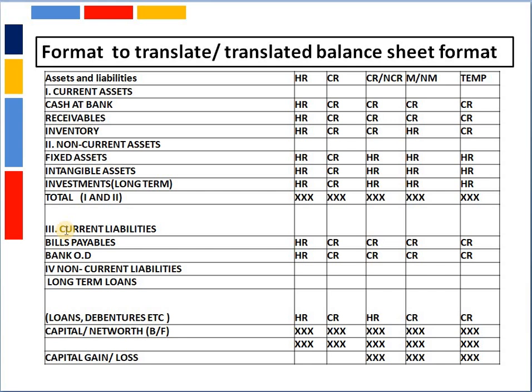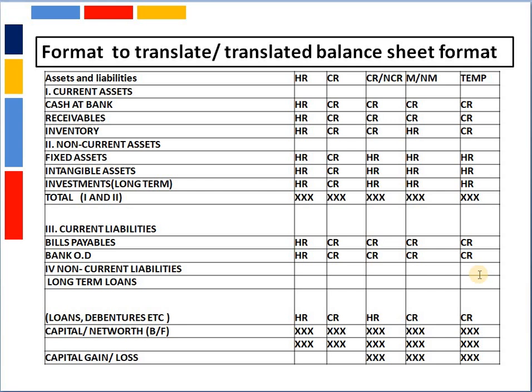Under Roman number 3, current liabilities, you have bills payable, bank OD. So, under historical rate method, bills payable and bank OD are recorded at the historical rate. Under current rate method, CR/NCR method, MNM method and temporal method, bills payable and bank OD are recorded at the current rate.